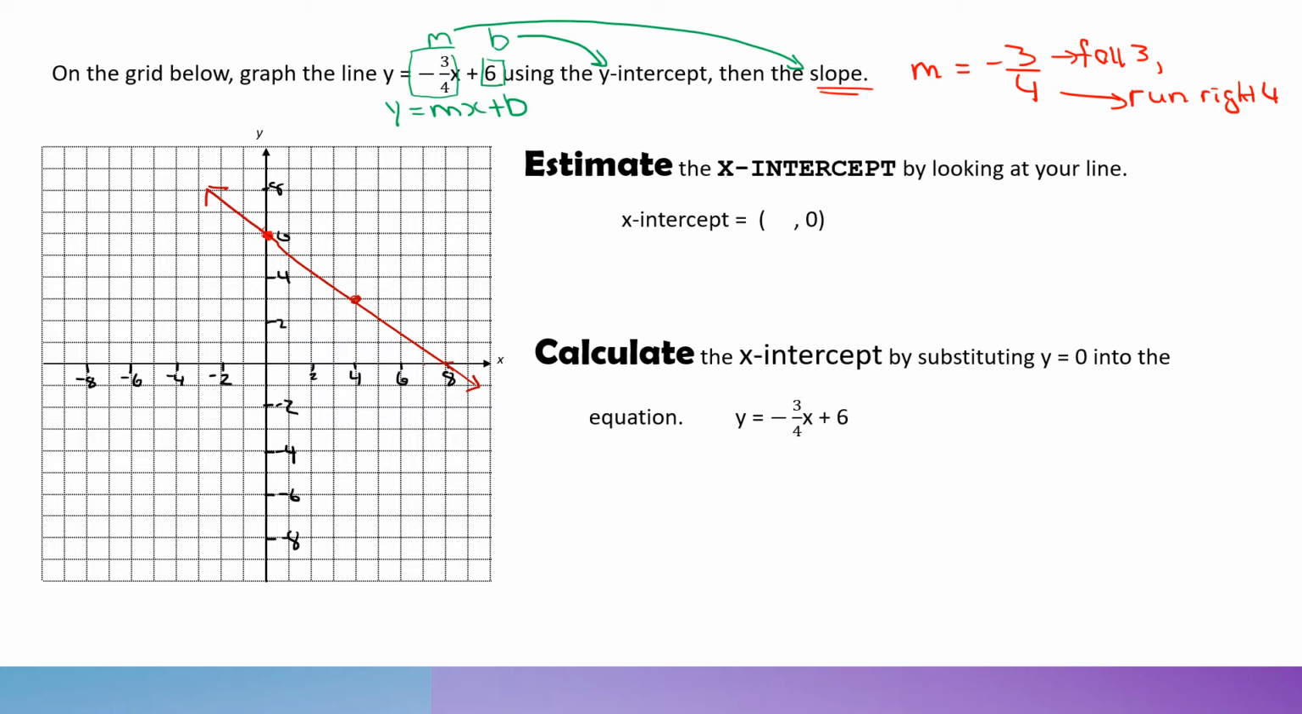Put an arrow at the end of the lines. The arrow at the end of the line shows me that you know this line continues on to infinity. You don't just go between your 2 dots and just draw a line here and stop. That would be incorrect.